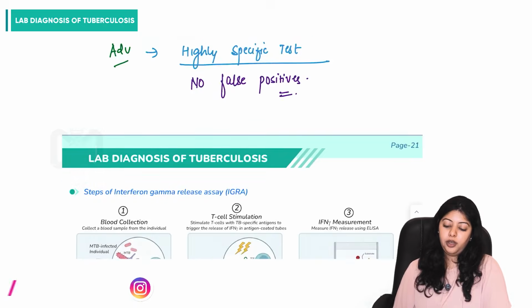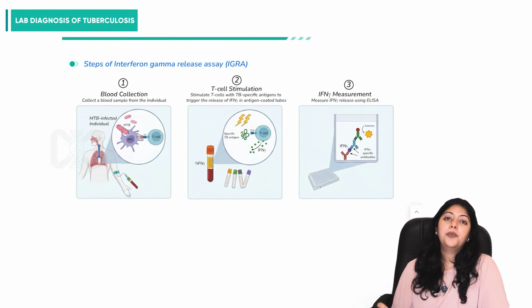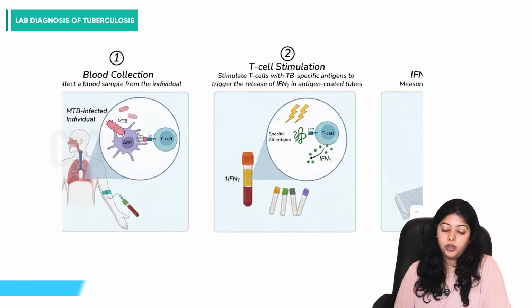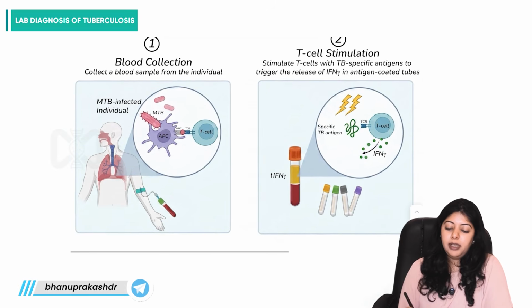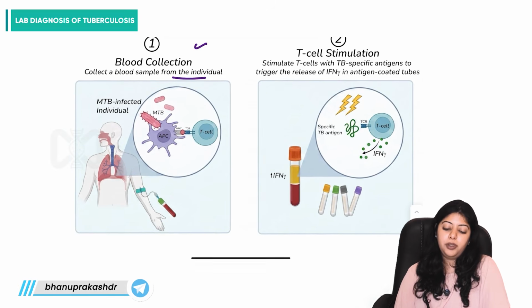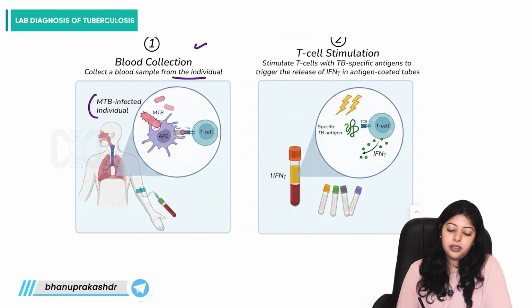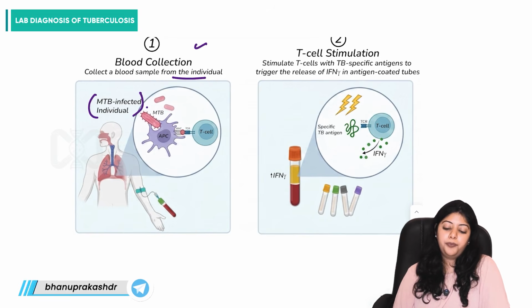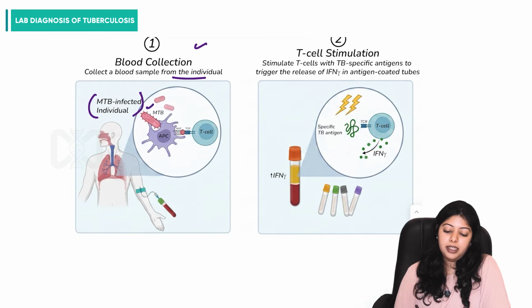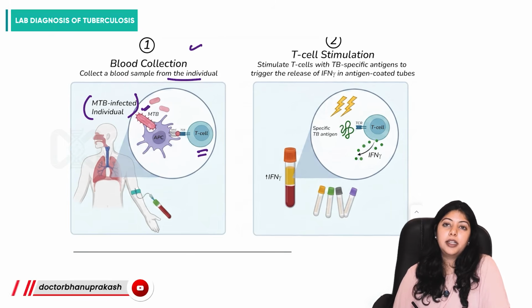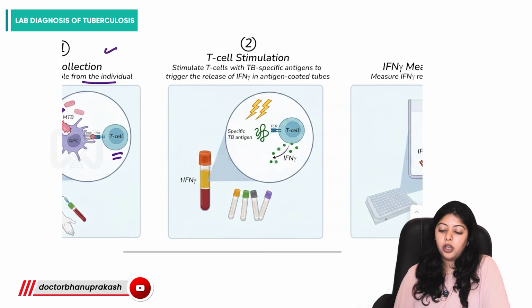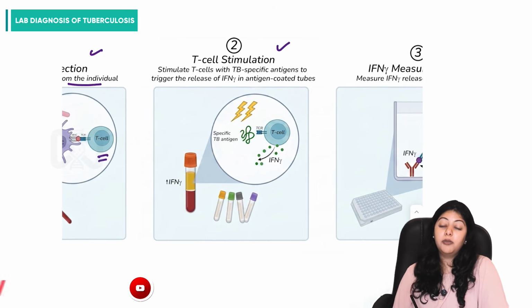Right? So let us look at the procedure with the help of an image. So firstly, what was done? Blood was collected from the individual. So this is an MTB infected individual. The bacteria was presented to T cells by the antigen presenting cell. So this patient has been sensitized to T lymphocytes, right? Now T cell stimulation is being done in the next step.